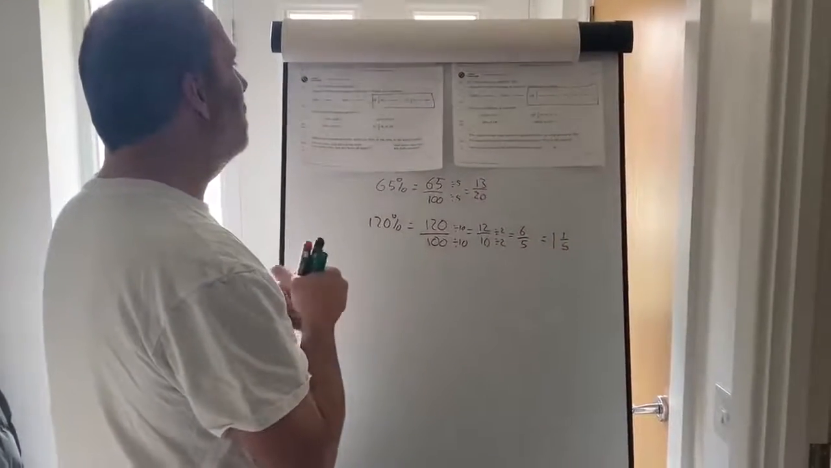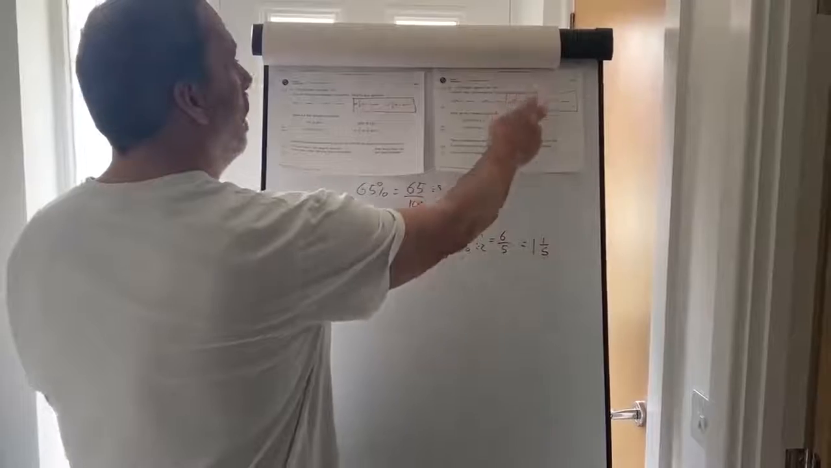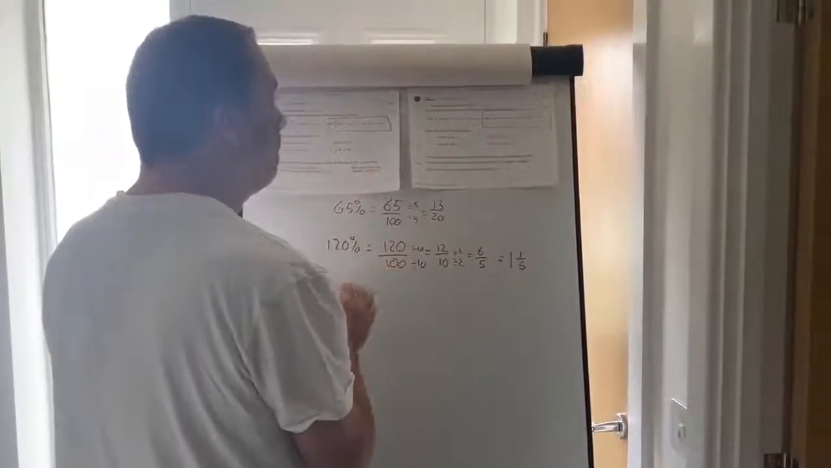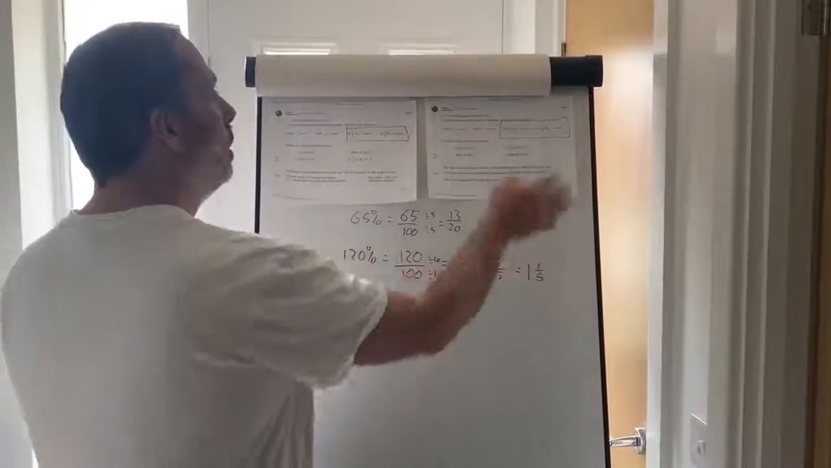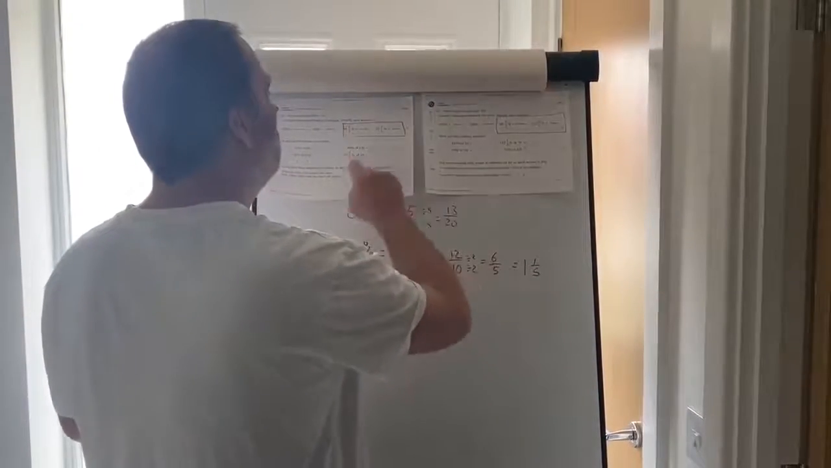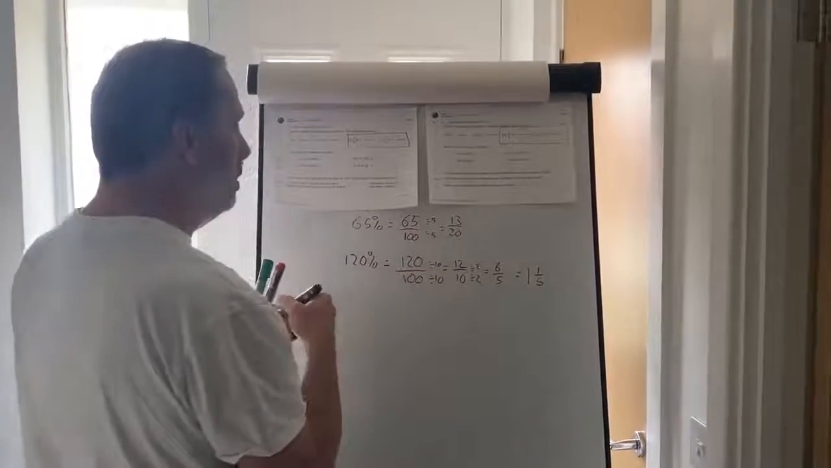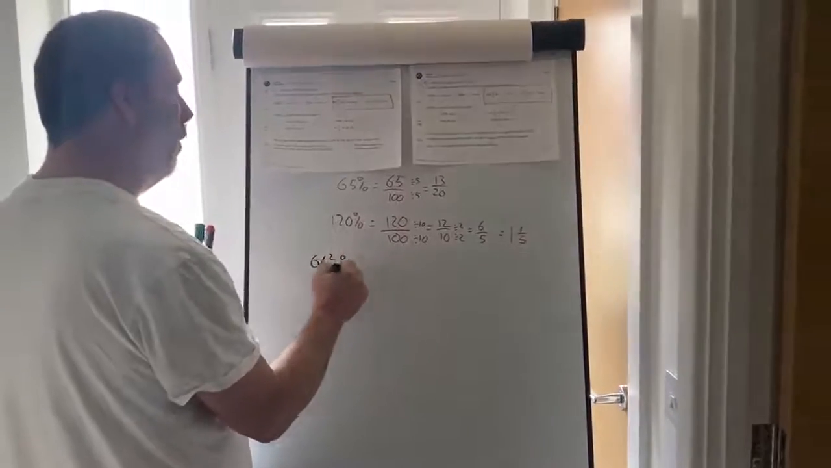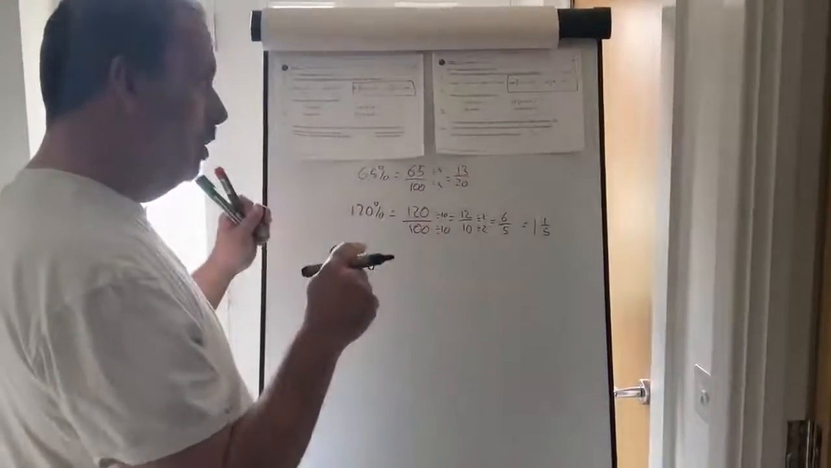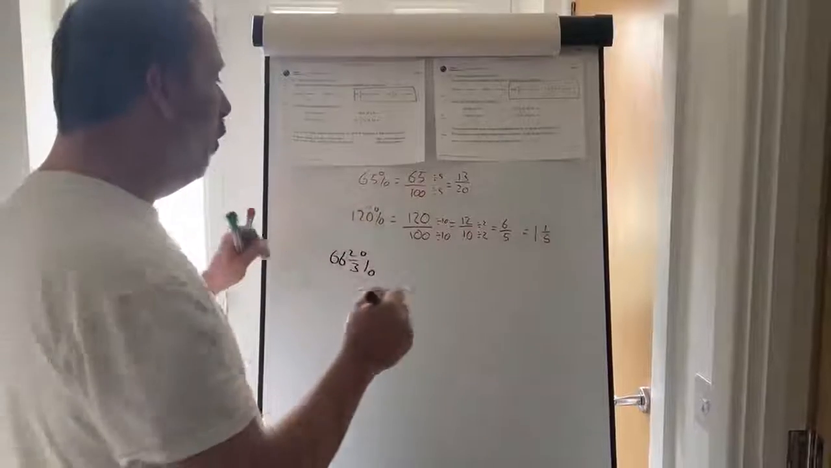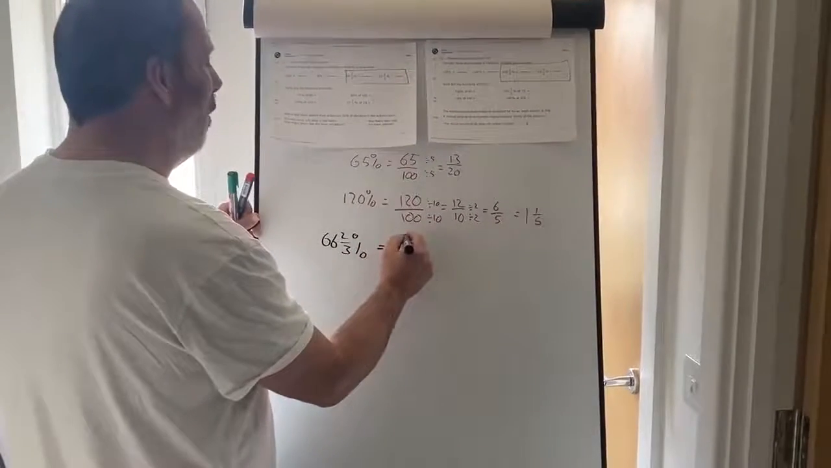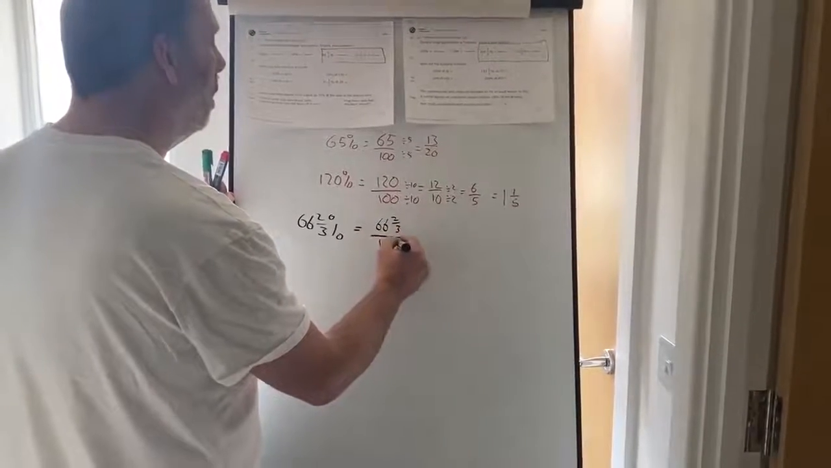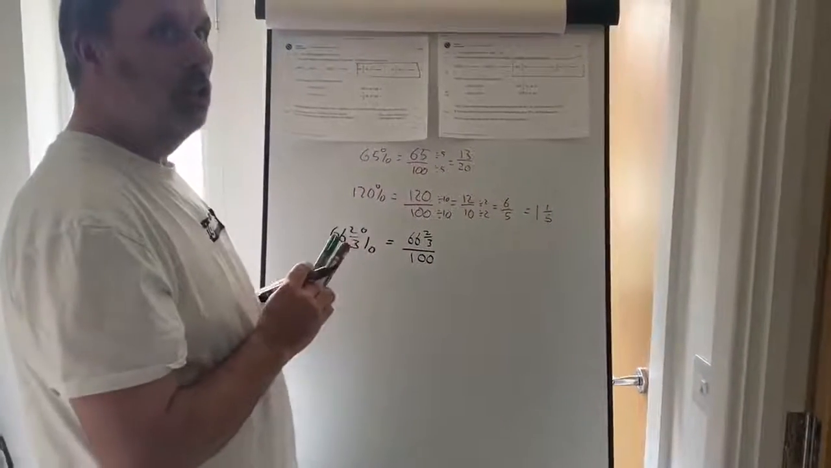Okay, the next two in each section are slightly harder because you've got fractions. They're not whole numbers. Which one shall I do? I will do 66 and 2/3. 66 and 2/3% as a fraction. Now what I'm going to do first, I'm going to write it like the ones I've done before, which is not really mathematically correct, but it makes it a bit easier to do.